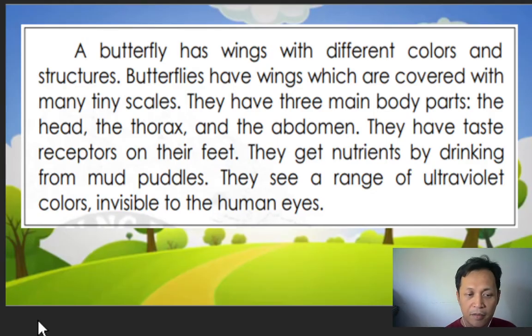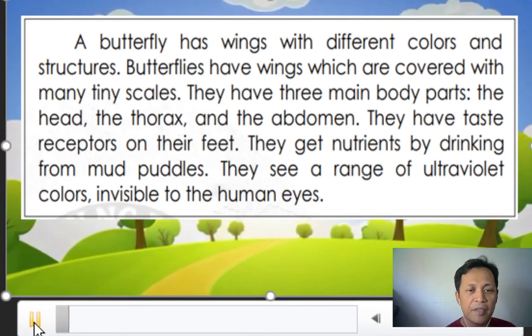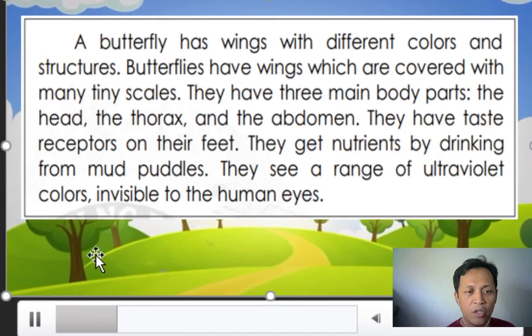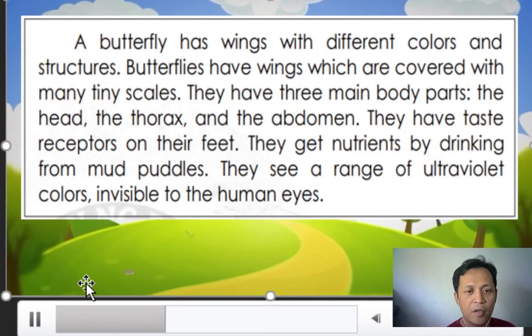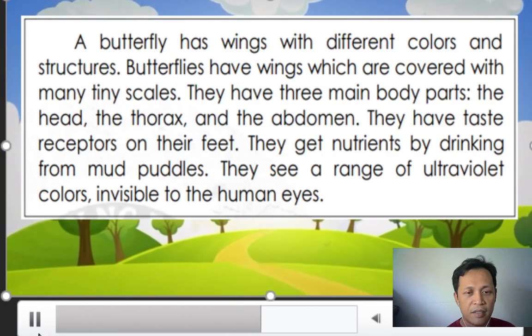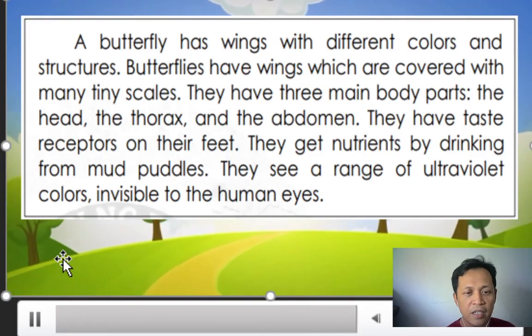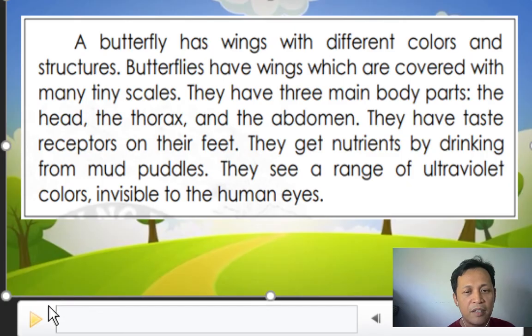Now, I'm going to read the passage. Butterflies have wings, different colors, and structures. Butterflies have wings which are covered with tiny scales. They have three main body parts: the head, the thorax, and the abdomen. They have taste receptors on their feet, and they get nutrients by drinking from mud puddles. They see a range of ultraviolet colors invisible to the human eye.